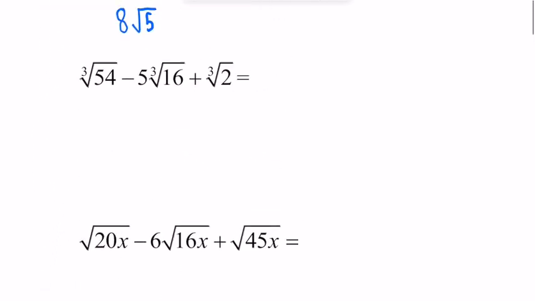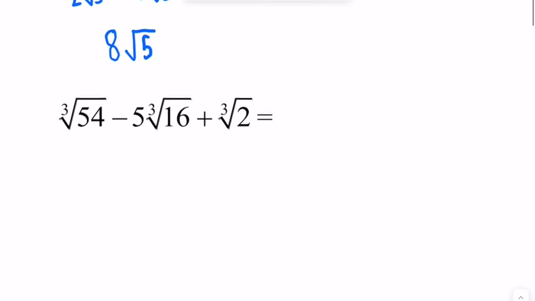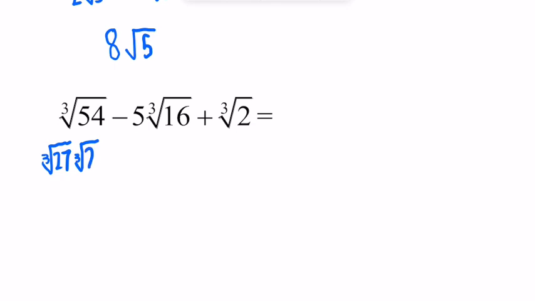Looking at our next problem, here we have the cube root of 54 minus 5 times the cube root of 16 plus the cube root of 2. So 54 is a cube root we can simplify by splitting it up into the cube root of 27 and the cube root of 2. Sometimes I've had students who look at this and split it up into 9 times 6 because they say, oh, well, 9's a perfect square. But remember, with cube roots, you're not looking for perfect squares, you're looking for perfect cubes, such as 8 or 27. And now the cube root of 27 is 3, so we have 3 cube root of 2 for that portion.